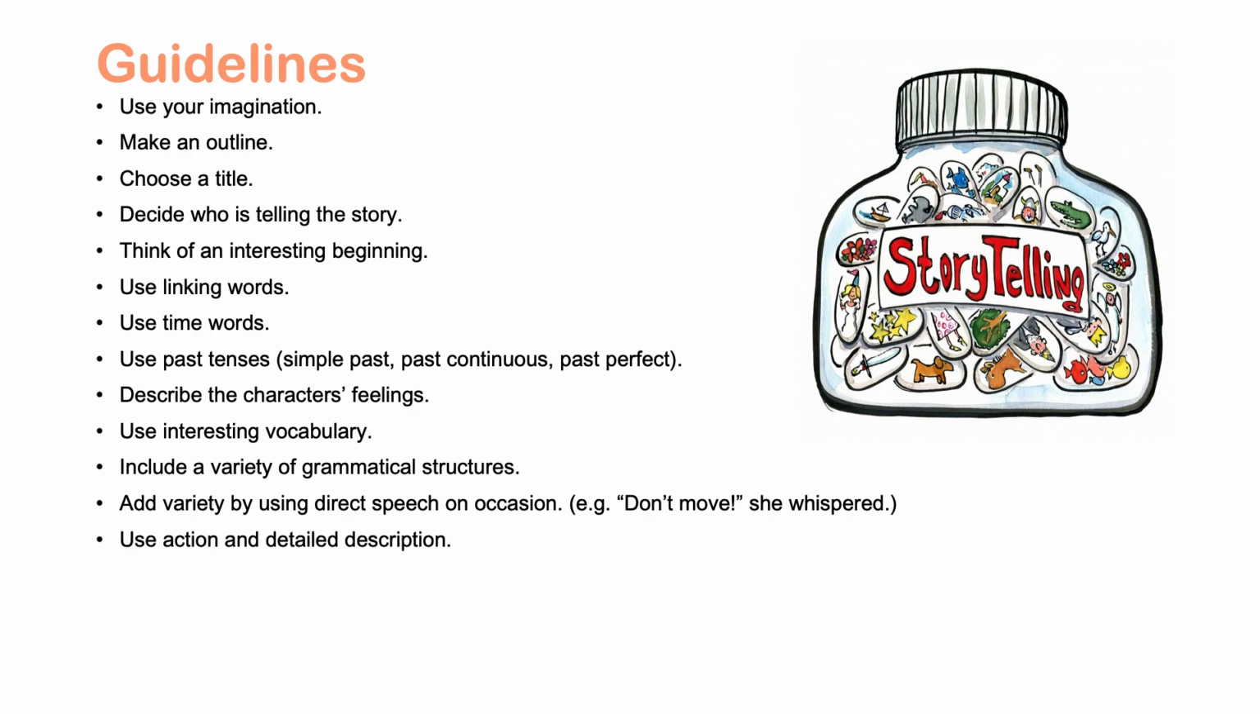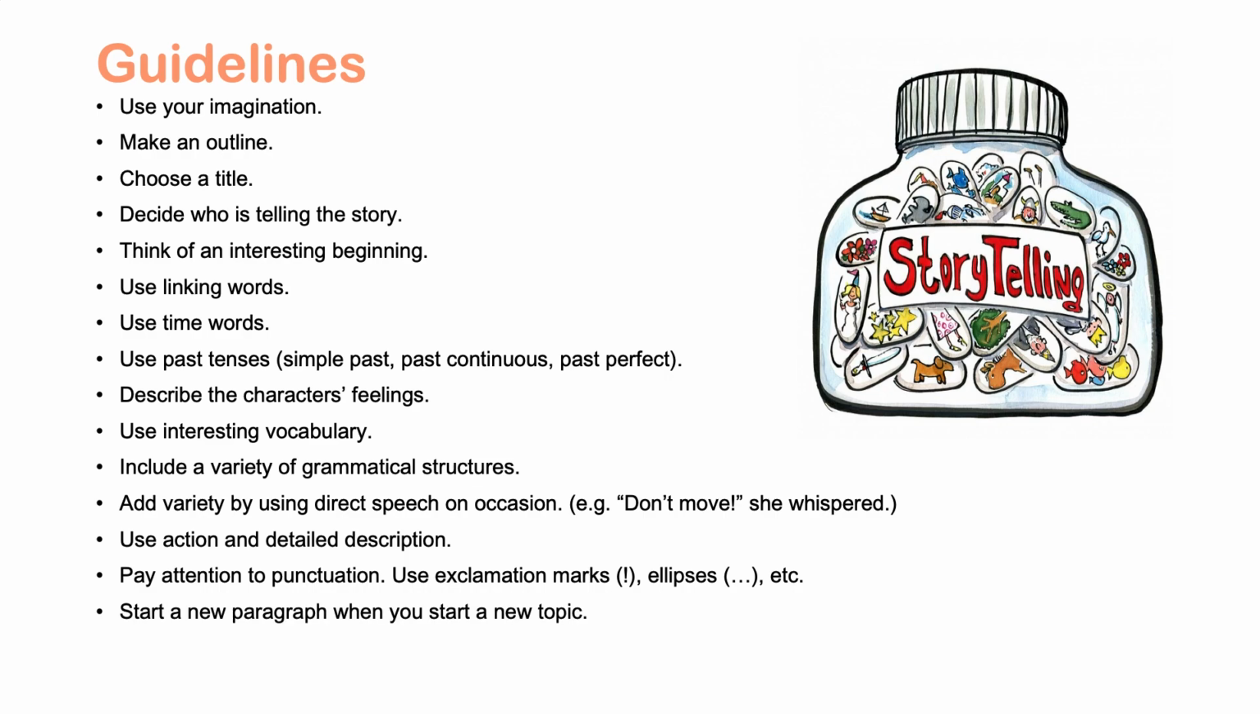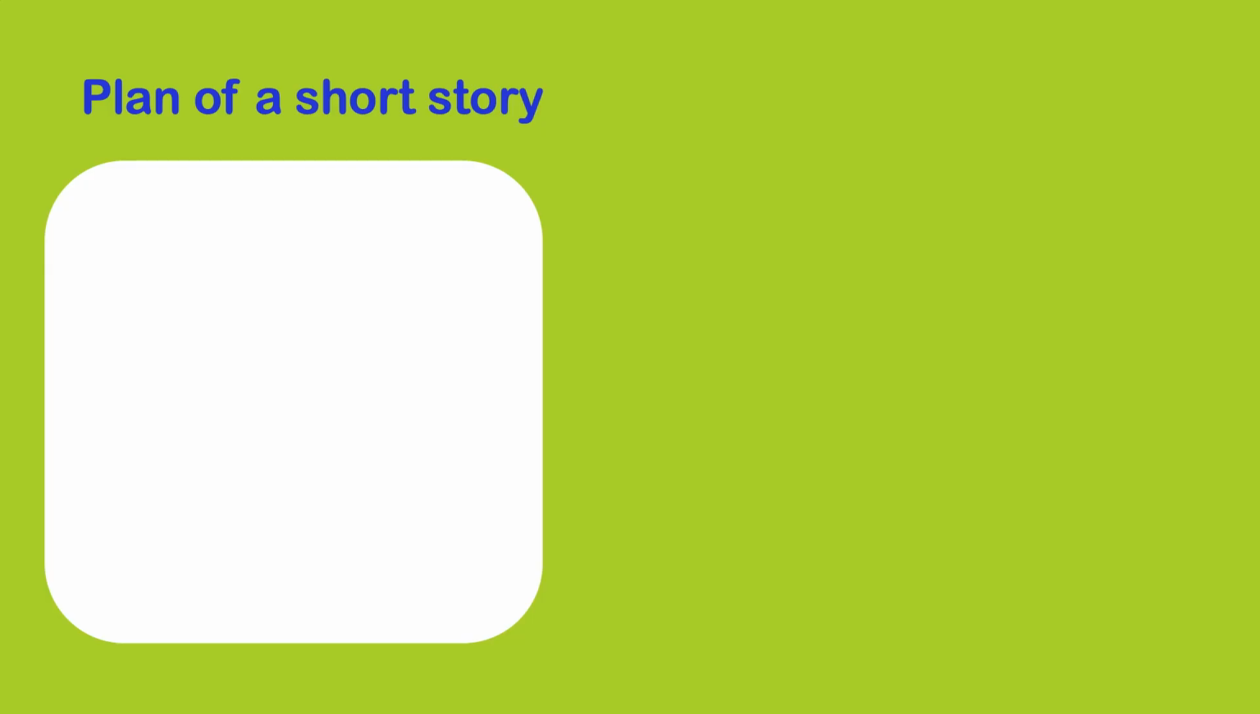Use action and detailed description. Pay attention to punctuation. Use exclamation marks, ellipses, etc. Start a new paragraph when you start a new topic. For example, write one paragraph to set the scene and a separate paragraph to describe the protagonist's feelings. You should also begin a new paragraph when you move from one location to another. Finally, edit your story. Cut anything that's not important to your story.